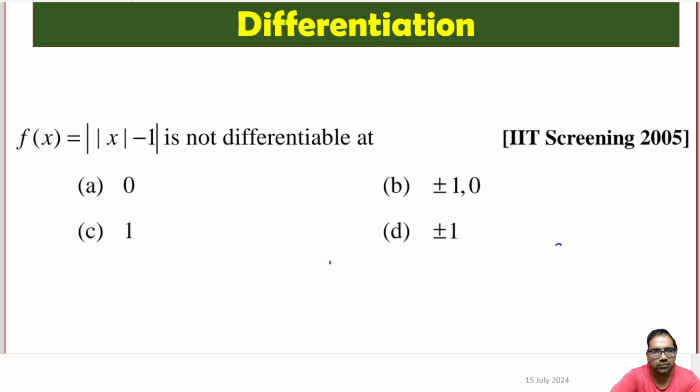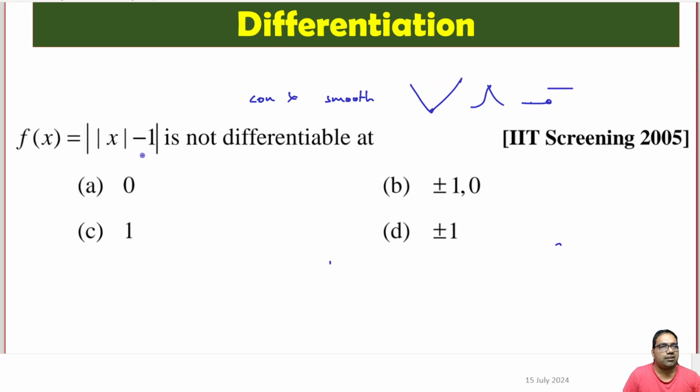f of x equal to absolute value of, again absolute value of x minus 1. This is not differentiable yet. Okay. So for a function to be not differentiable, either it is not continuous, continuity is breaking, or it is not smooth. What is not smooth? Not smooth means there's sharp corners like this, or sharp spikes like this, or some breaks like this, or whatsoever.